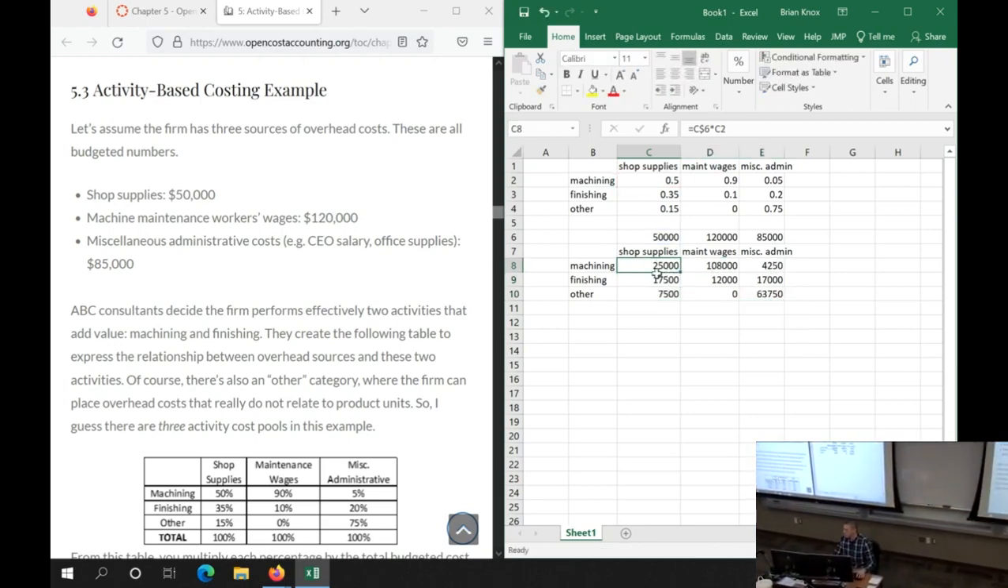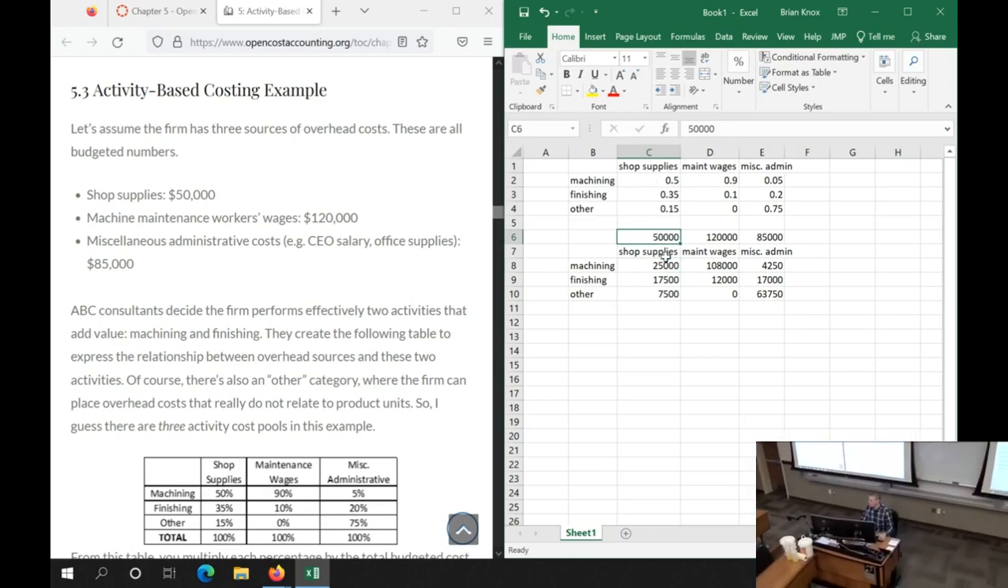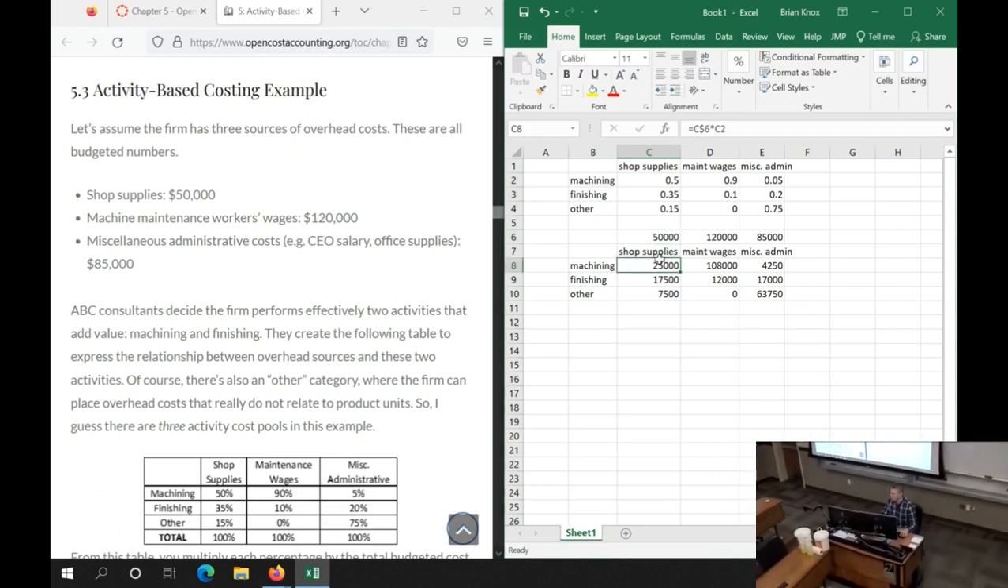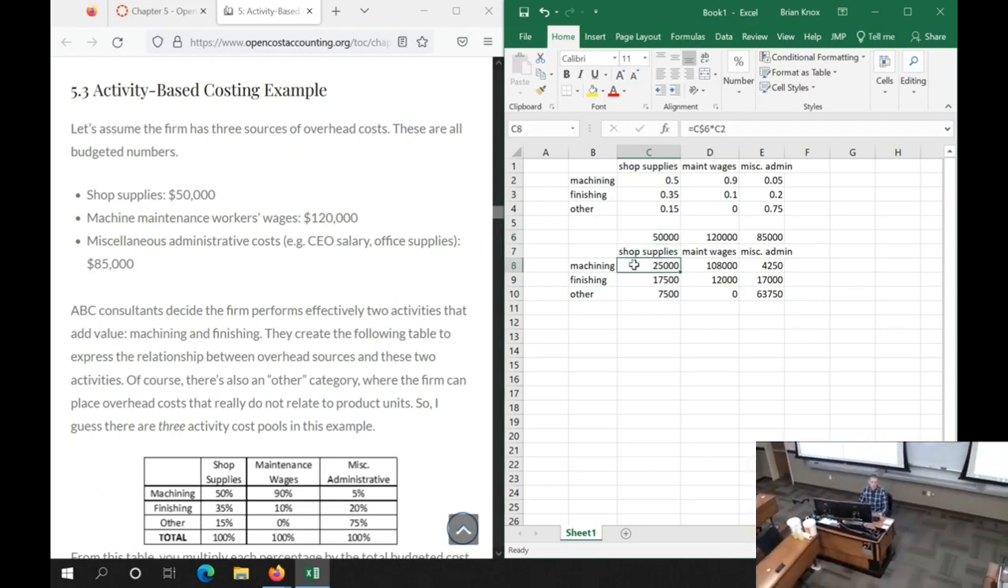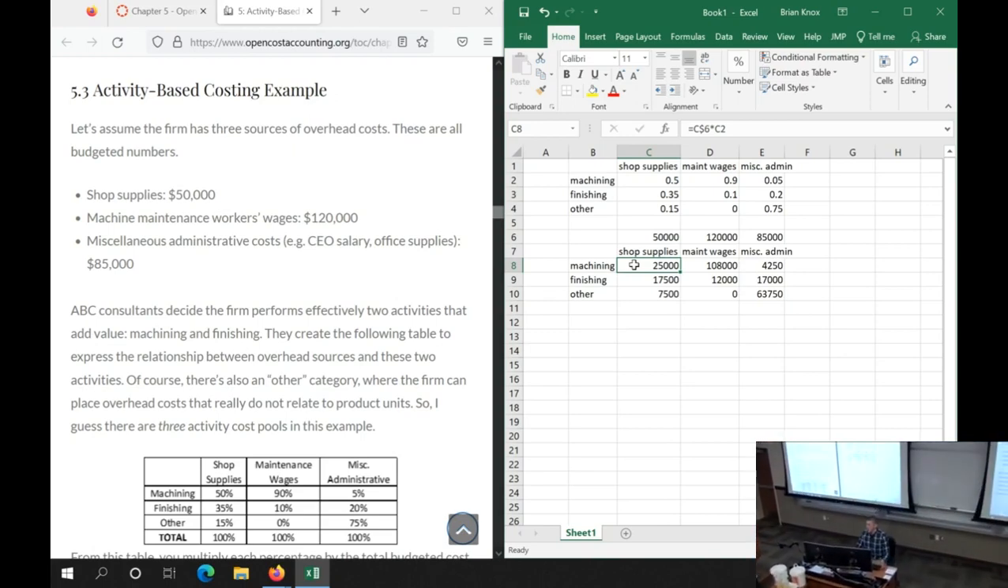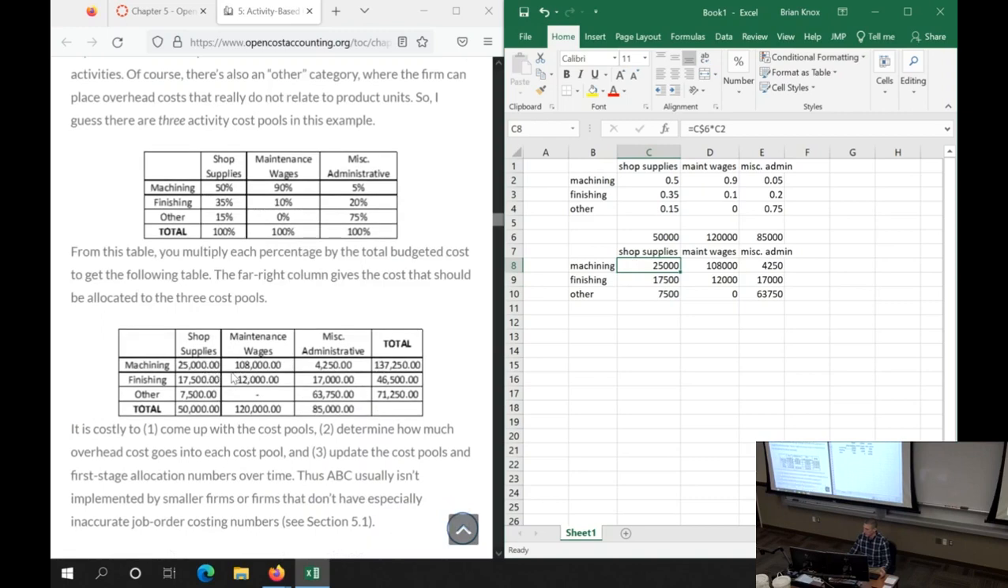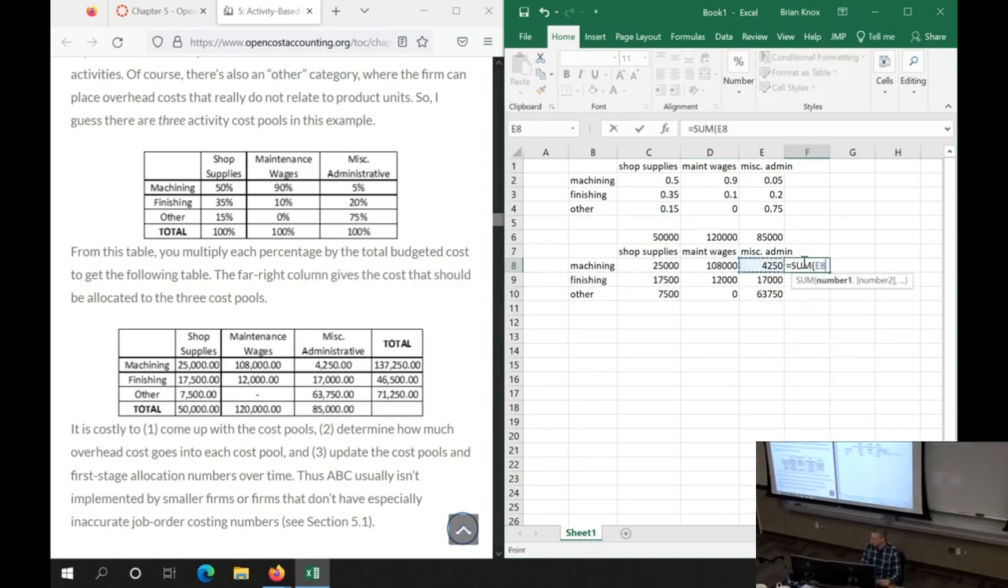Okay, so what that means is if 50% of shop supplies are associated with machining, and shop supplies are $50,000, that means $25,000 of that cost is associated with the machining driver and is going to go into the machining activity cost pool. That's what I'm doing down here, $25,000. Likewise with maintenance wages. If 90% of maintenance wages are associated with the machining cost driver, then the maintenance wages are $120,000, we expect $108,000 to be moved over to the machining activity cost pool, and so on and so forth across the grid. And we can sum those.